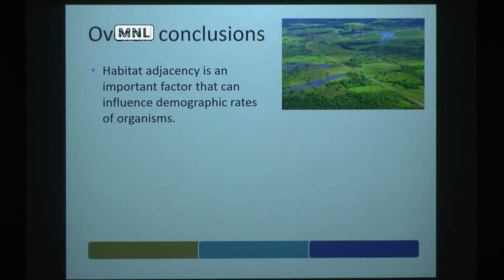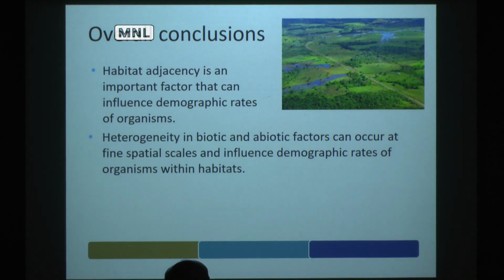And we conclude from my dissertation that habitat adjacency is an important factor. And not only habitat adjacency, but the composition of these habitats is important and can influence demographic rates of organisms. We also learned that heterogeneity can occur within habitats, such as variation in biotic and abiotic factors at fine scales, which can also affect demographic rates of organisms.